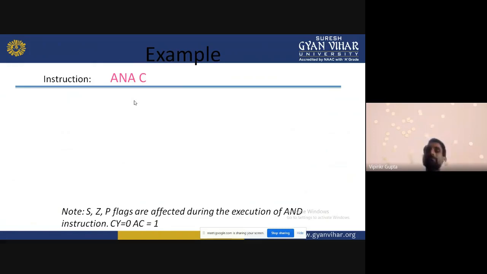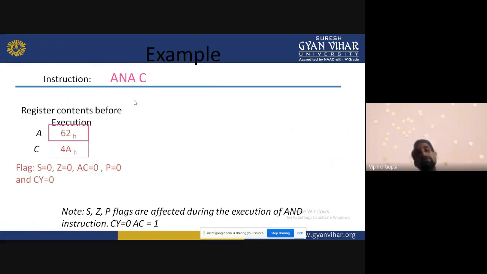ANA C. ANA C means AND operation. Where is the data? First important thing is where is the data. First data is available in accumulator and second data is available in C register. So how we will perform the operation? Suppose that in the given example, in A register we are having the 62H and C register having the 4AH. And after that, we can perform the ANA C.